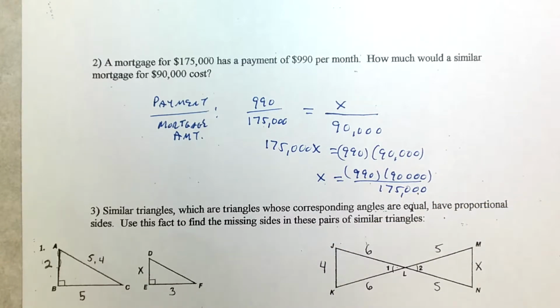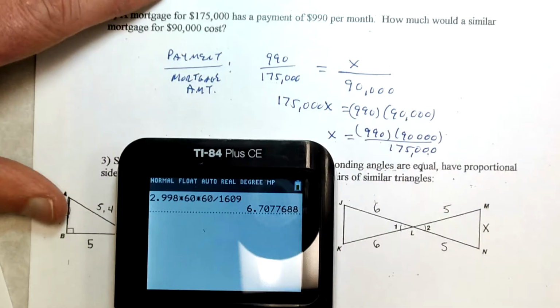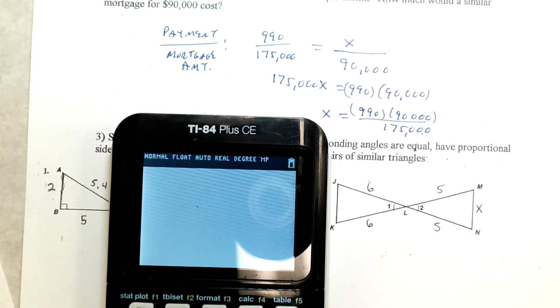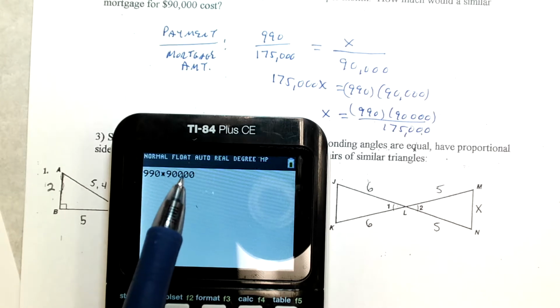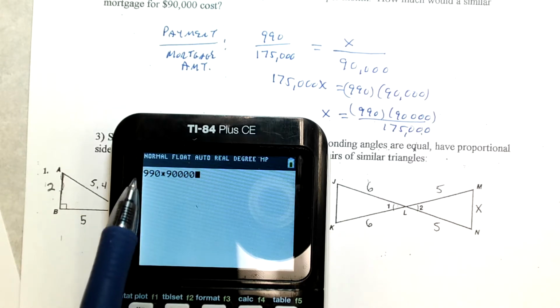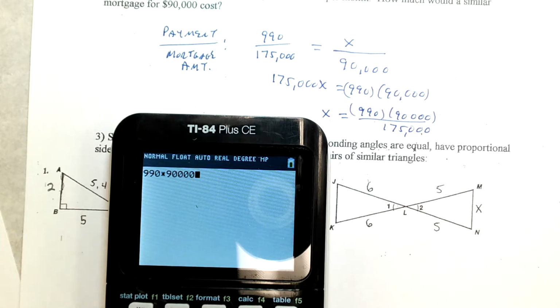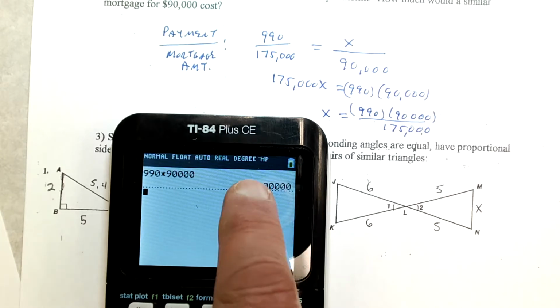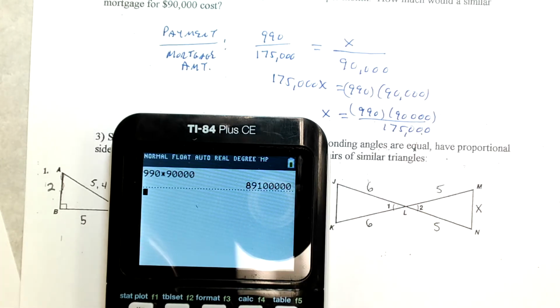All right, let's see what happens. Okay, so I want to go ahead and clear my calculator from my last problem. And I'm going to do 990 times 90,000. And by the way, if there was any other operation besides multiplication, I'd be concerned about putting this in parentheses. Or if I'm a little worried about not having parentheses there, I could just hit answer. Hit enter to get an answer. Okay, that's the quantity that's going to get divided by 175,000.